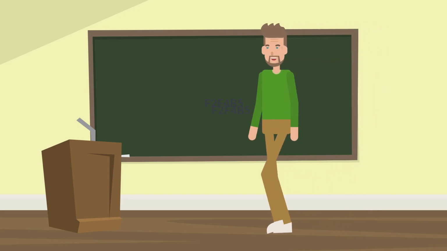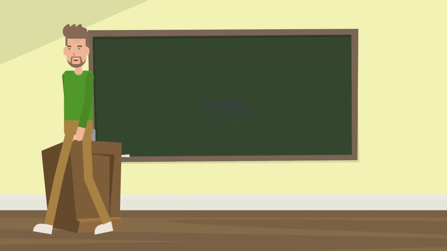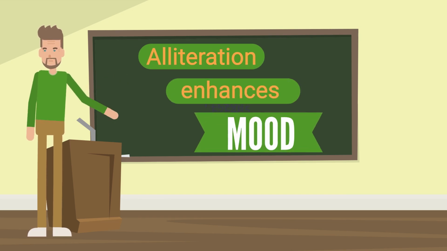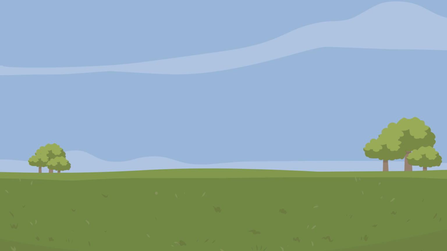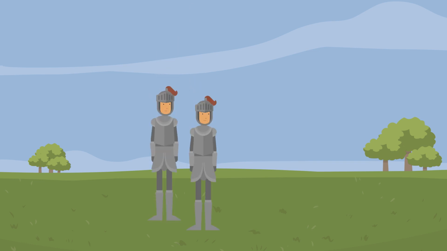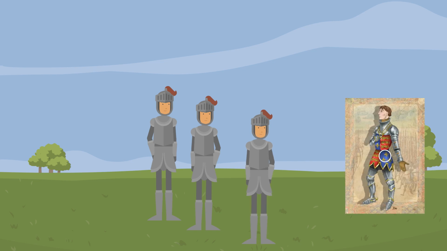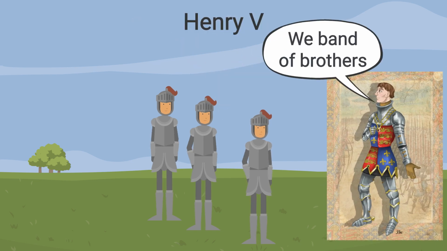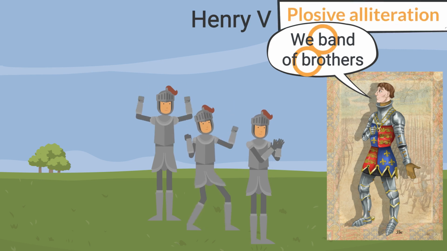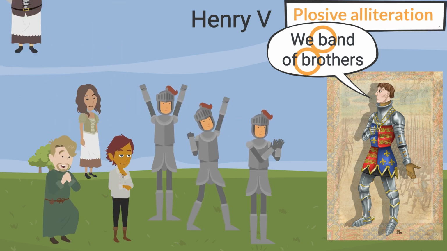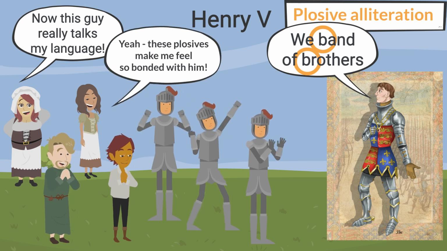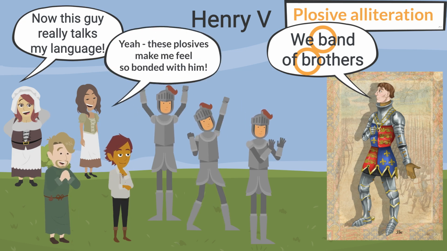The effects of alliteration are many and varied, but really what you're looking for is the way in which those repeated consonant sounds emphasise a mood. So, for example, in Shakespeare's celebrated phrase from Henry V, when Henry is motivating his troops to fight, he calls them a band of brothers. This plosive alliteration adds to the mood of solidarity. Strong b sounds suggest a strong bond between the men.